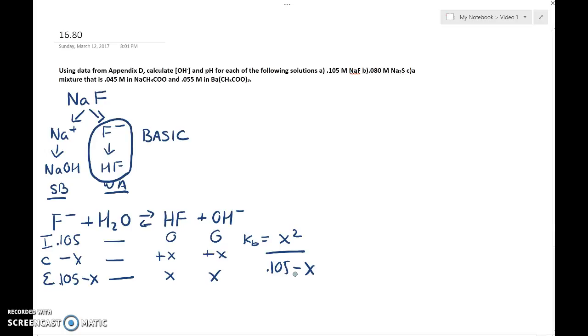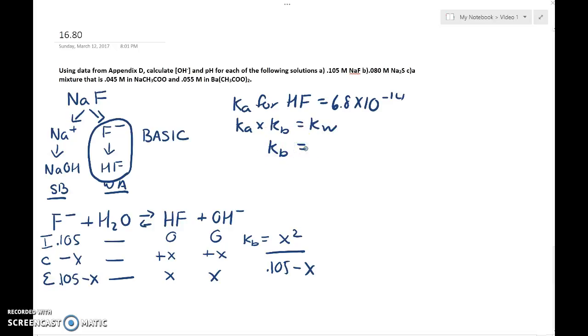I flip to Appendix D. Turns out the information that I have is a Ka for HF, and that Ka was 6.8 times 10 to the negative fourth. So I went ahead and I used Ka times Kb equals Kw. Remember, I always know Kw. And I get the Kb, which is for F minus now, and that is 1.5 times 10 to the negative 11th.